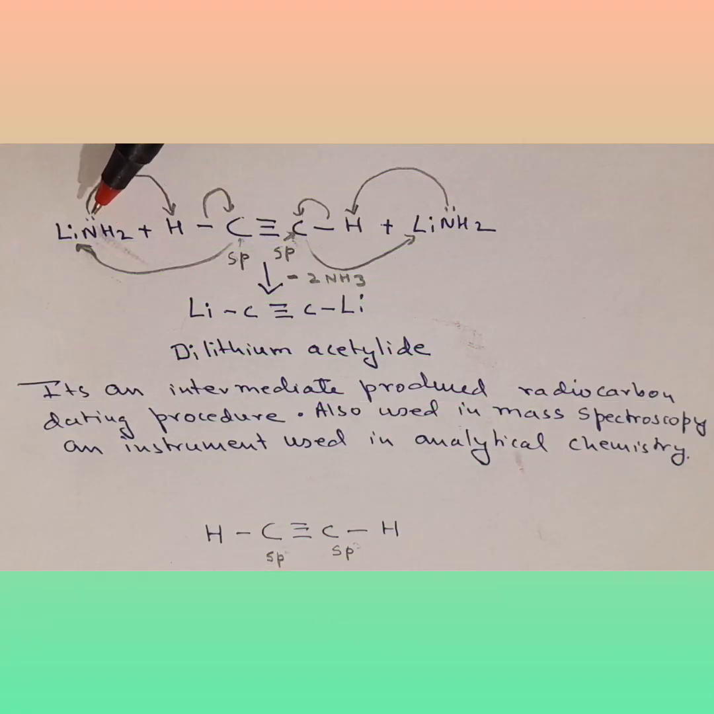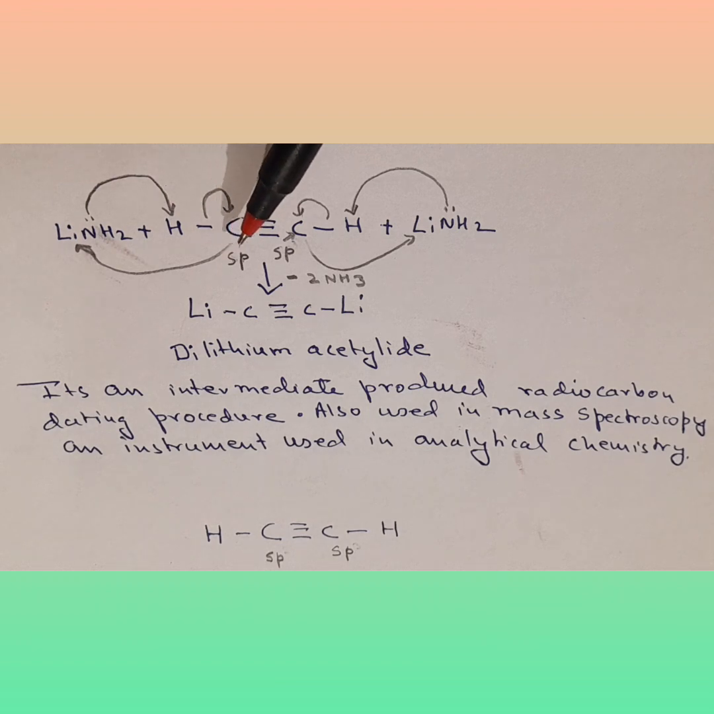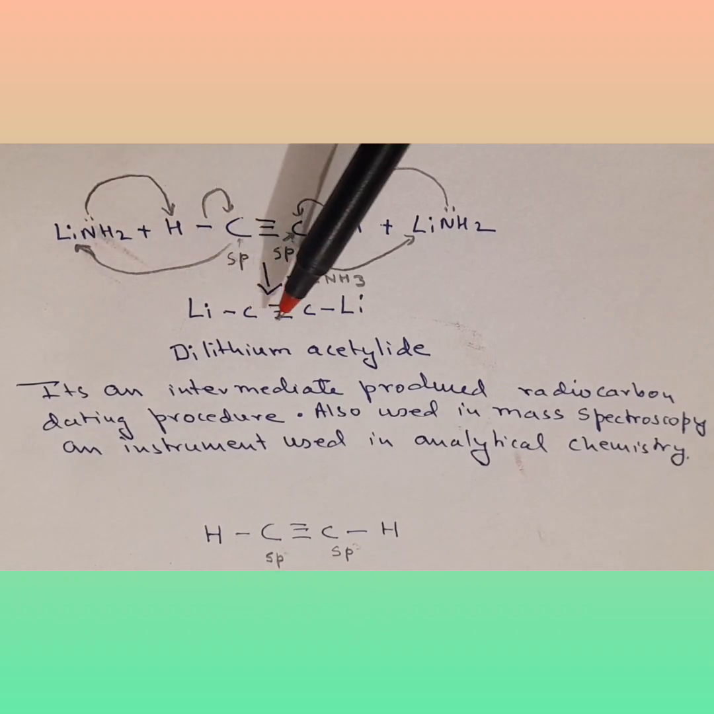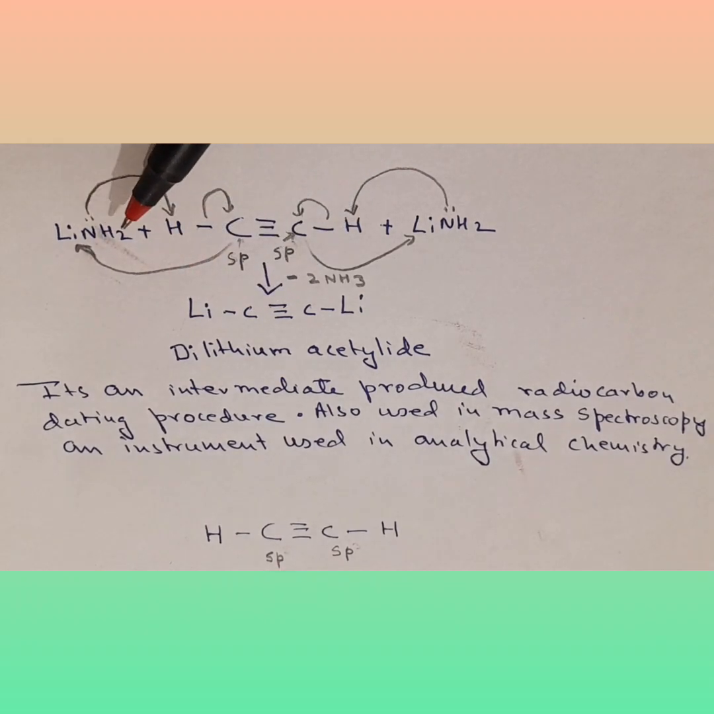What happens is this lone pair of nitrogen does a nucleophilic attack on H, and H loses its shared electron pair to carbon. So this forms ammonia. I repeat again, it does a nucleophilic attack on H, the bond pair is shifted onto carbon, rendering carbon a carbanion, and this carbanion then does a nucleophilic attack on lithium. So lithium gets attached to carbon this way, and NH2, the amide part, gets converted to ammonia.